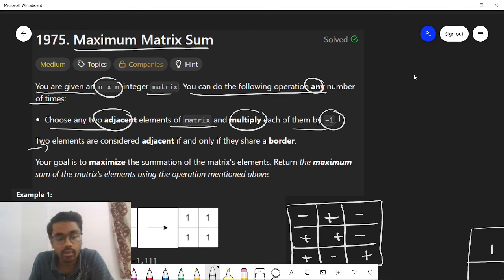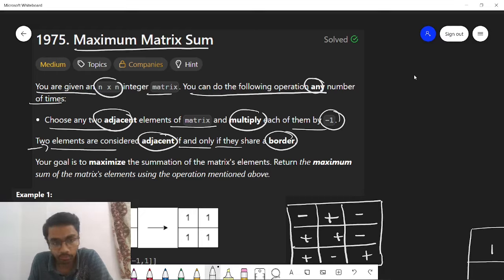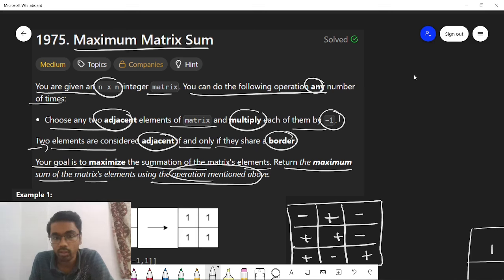Then they have given the definition of what is an adjacent element. Two elements are considered adjacent if and only if they share a border. In the end, your goal is to maximize the summation of the matrix elements, and you need to return the maximum sum of the matrix elements using the operation that is mentioned above.